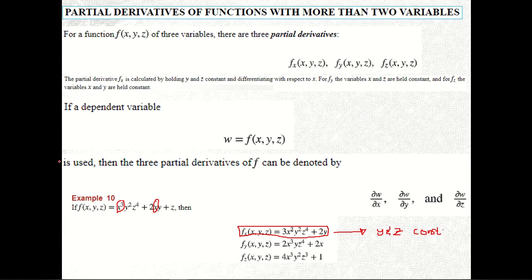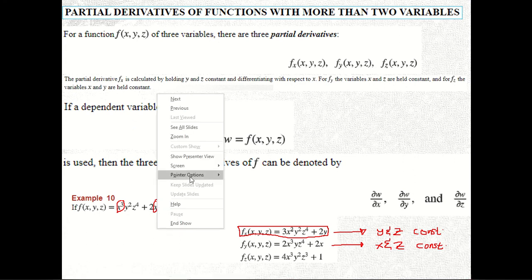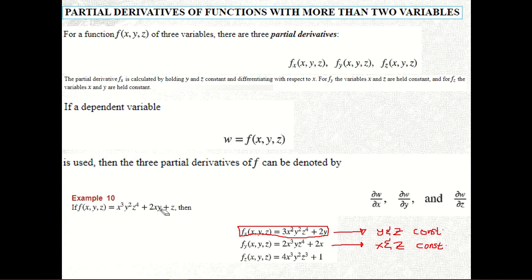All right, now for the second one, the partial derivative of the given function with respect to y. For this part, we need to hold x and z constant. So if x and z are constant, then what will happen here? x and z are constant, so we have to take the derivative for the first term, only this one.